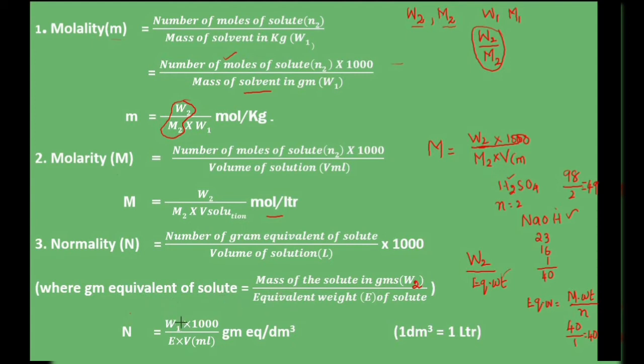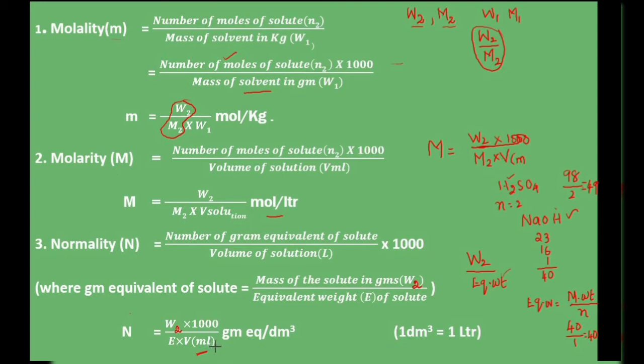So now I am giving the values, right? Equivalent weight of the solute. So W2 divided by E into 1000 into V. Okay, since the volume is given in ml here, we are multiplying with 1000. Suppose the volume is not given in ml and it is given in liters, it is not necessary to multiply with 1000.